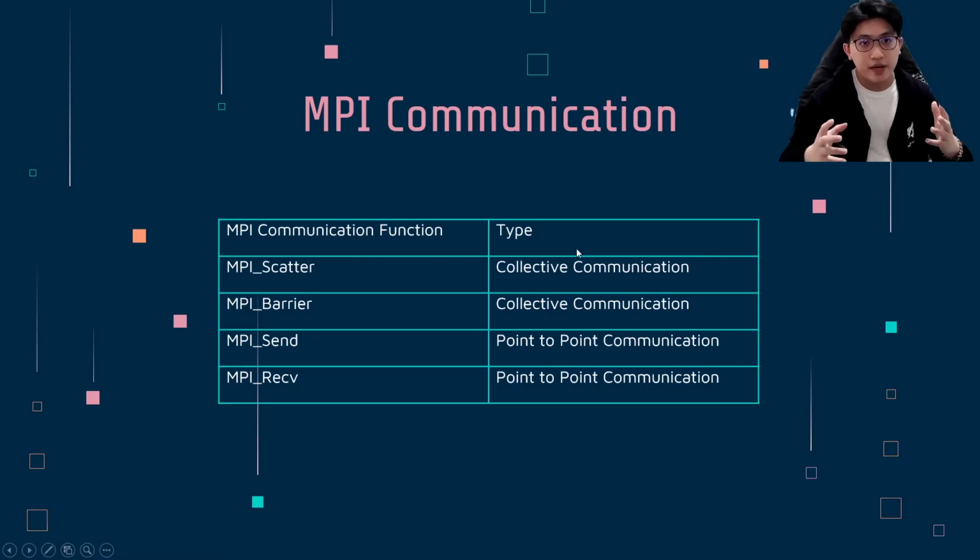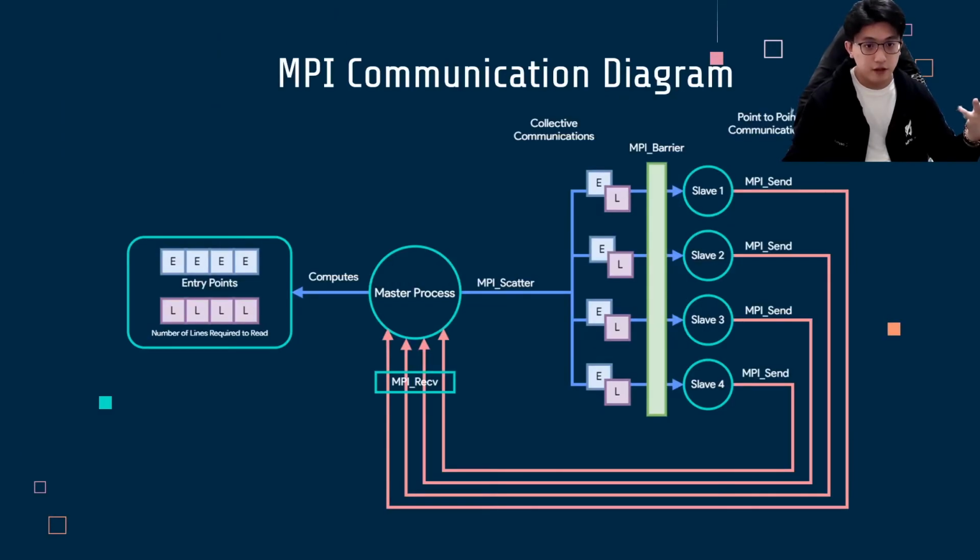The types of communication used in this source code are collective communication and point-to-point communication. In total, four communication functions are implemented: scatter, barrier, send, and receive. Before I hop into the source code, let me explain with this diagram. The master process, as mentioned just now, will compute the entry points and the number of lines required to read. The master process will use MPI scatter to scatter this data to each slave.